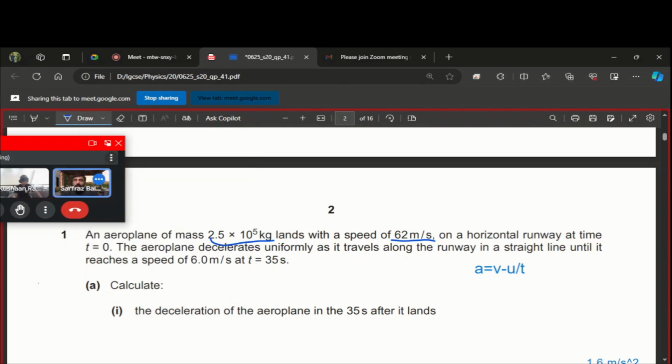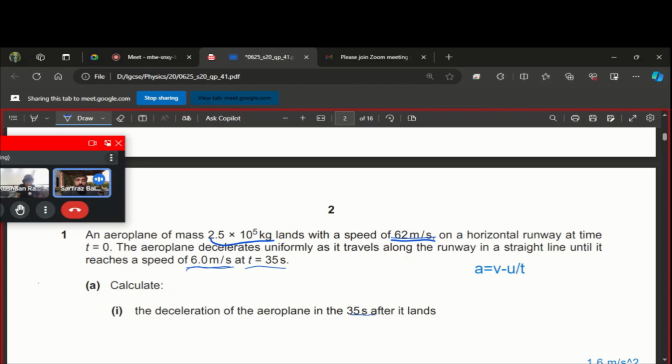The aeroplane accelerates uniformly as it travels along the runway in a straight line until it reaches a new speed of 6 meters per second. Initially, it has a speed of 62, and finally, it has a speed of 6 meters per second. And time is 35 seconds. Calculate the deceleration of the aeroplane in 35 seconds after it lands.